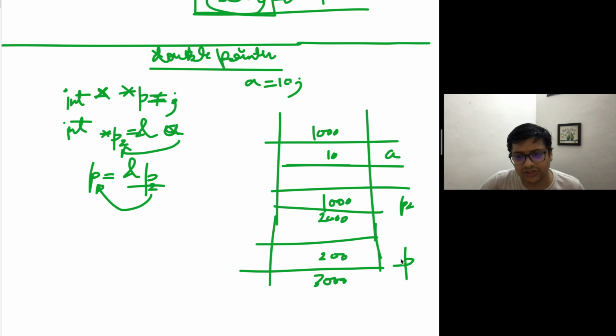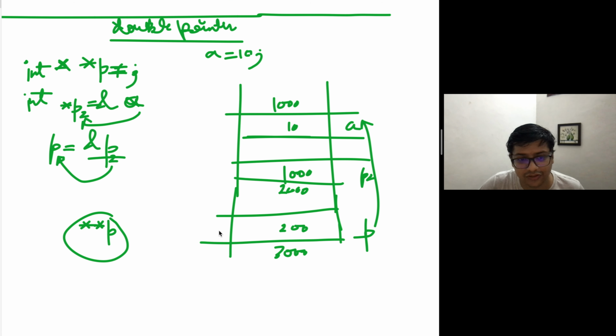Now we can reach directly to a from p. How? If we need to print a, we can use this notation. As I've already shared, dereferencing of a pointer works like this: suppose we are standing over there, one asterisk means go inside, look at whatever address is present, go over there and see what content is present inside that address.